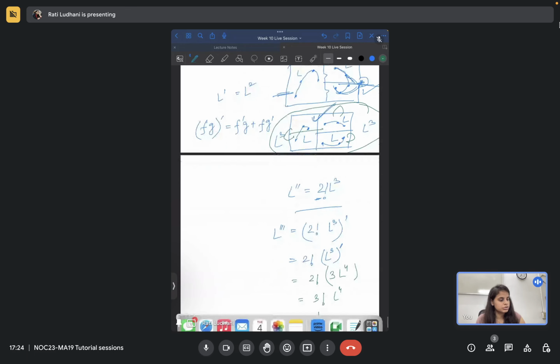So this is your 3 times the derivative and you got 4. So that's why it is k factorial L^(k+1). Yes, ma'am. Is that clear now? Yes, ma'am. Okay.